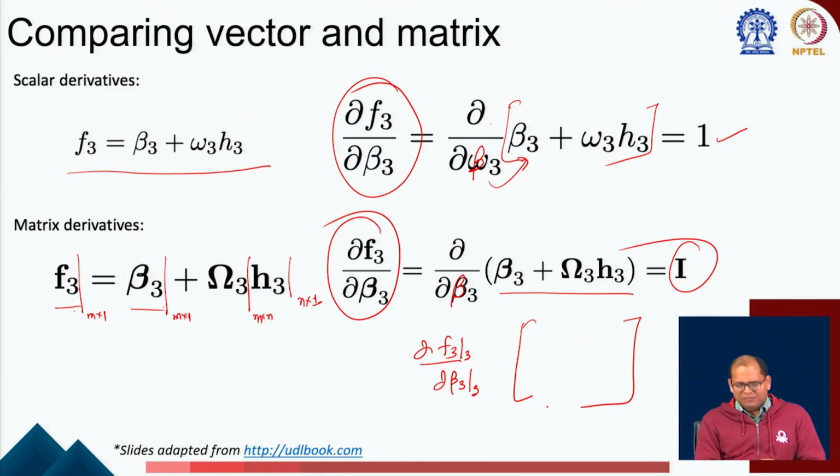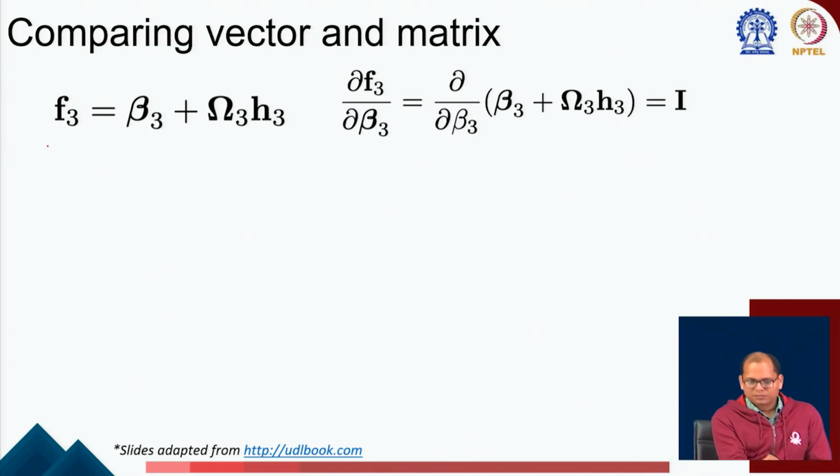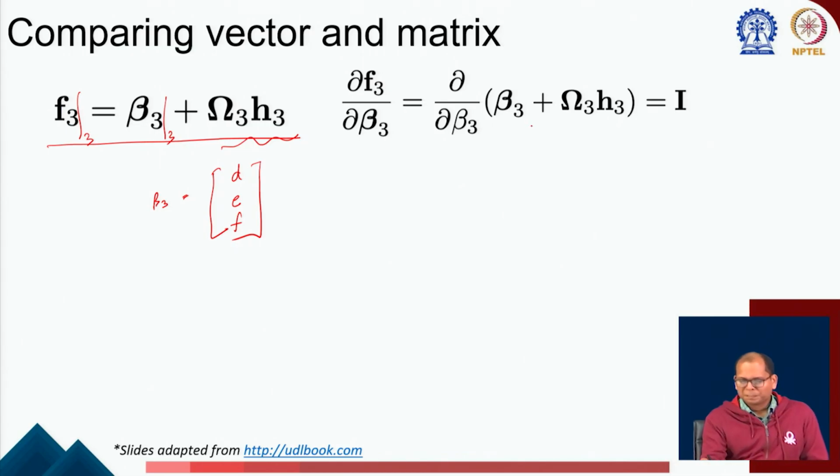But what will be the output? So, f3 is equal to beta 3 plus omega 3 h3, and let us say this was 3 cross 1, 3 cross 1. Now, this will not matter much. So what I will have is dou over dou beta 3. Let us say beta 3 is some d e f, and this quantity will have some more things, but what I am concerned with right now is this beta 3, d e f.